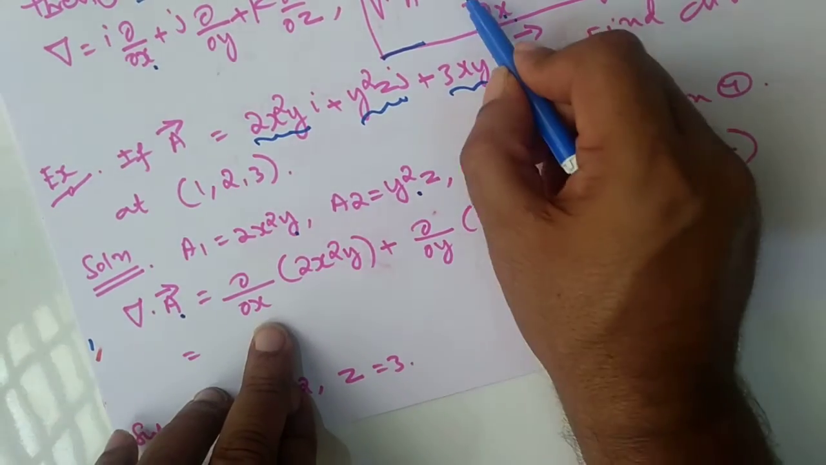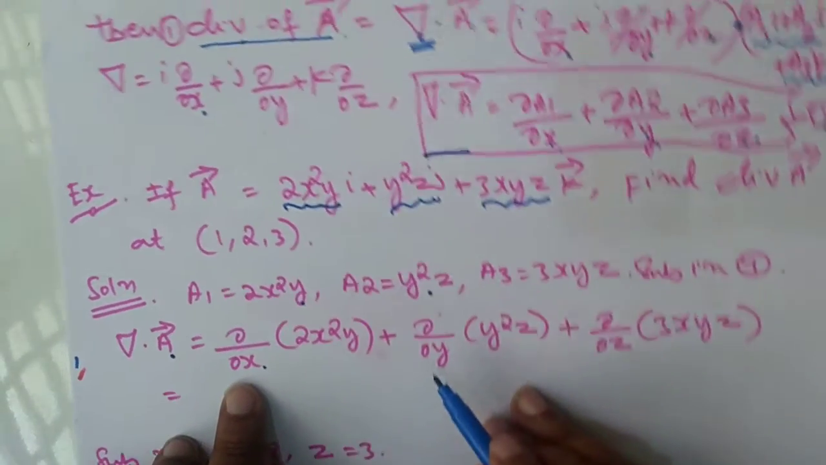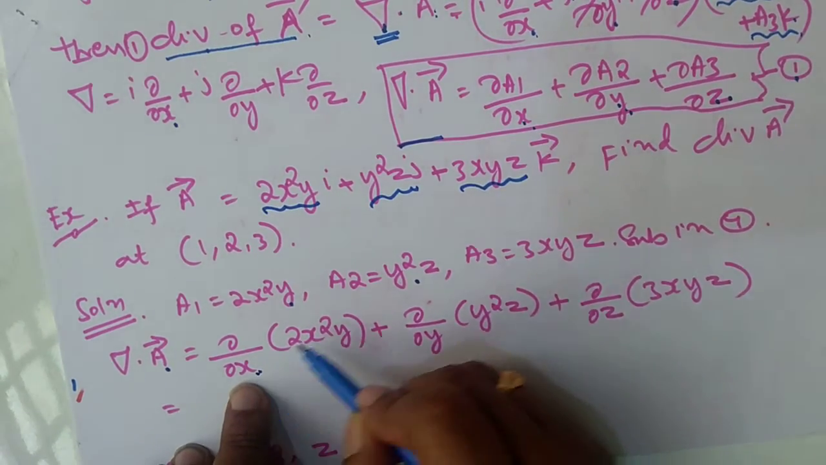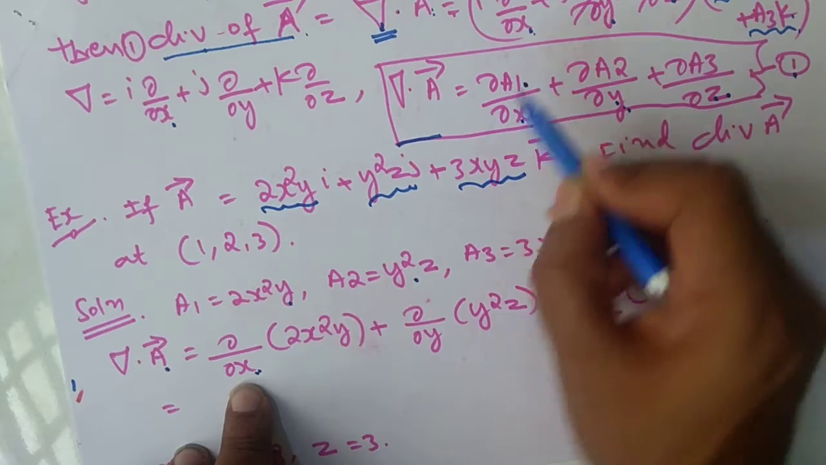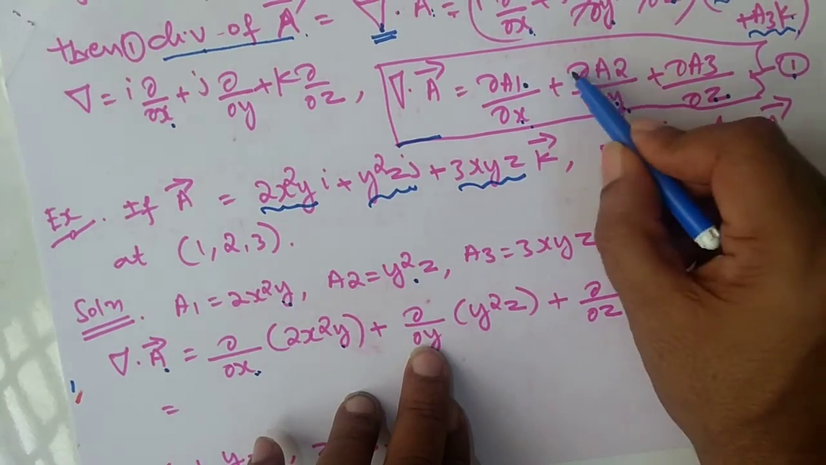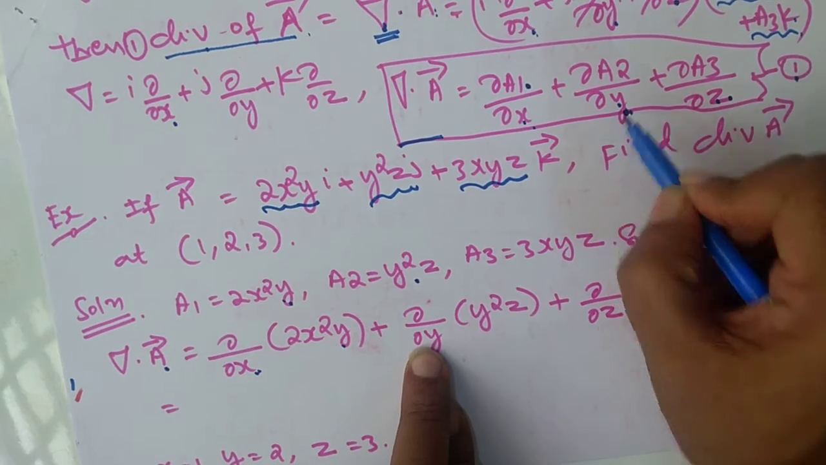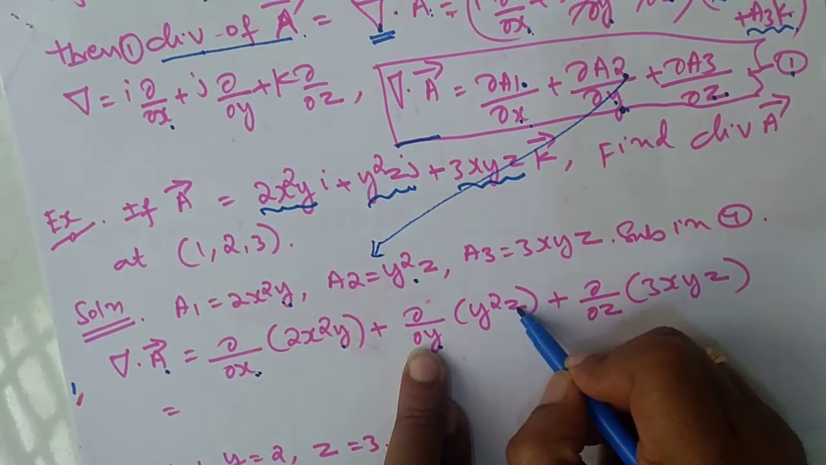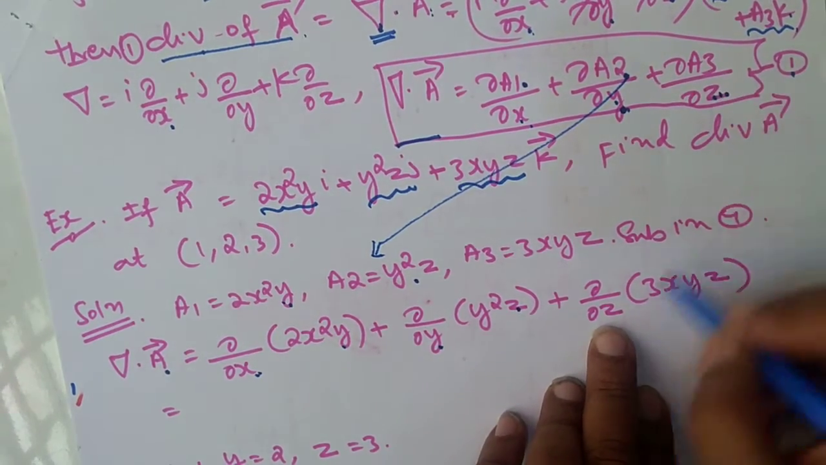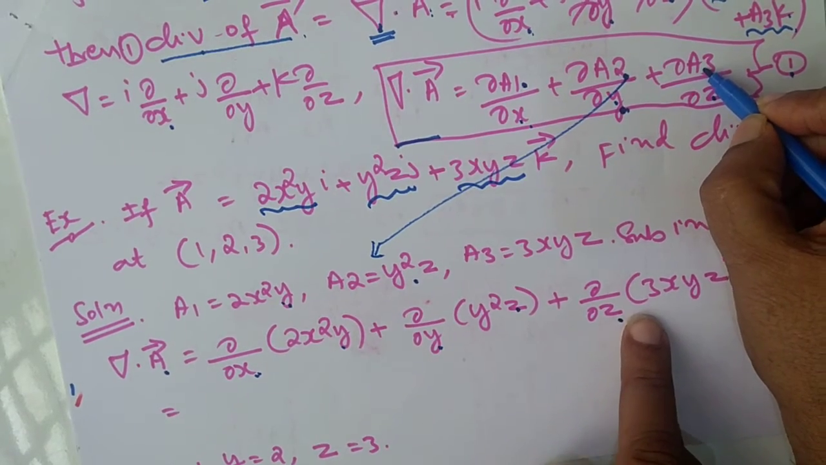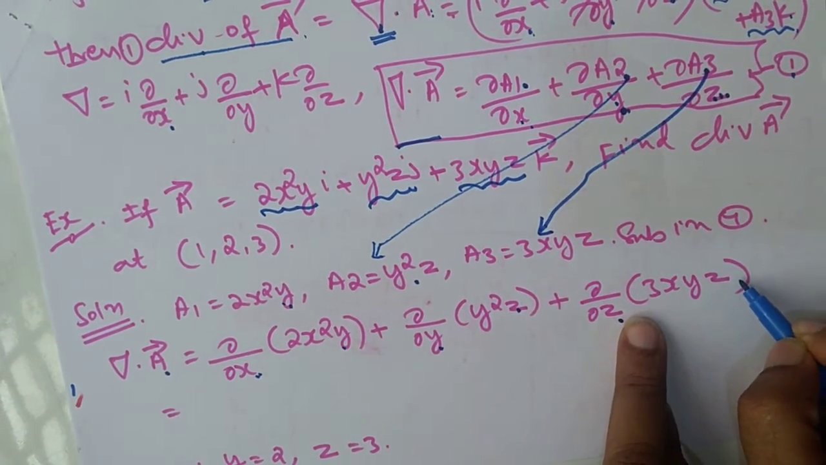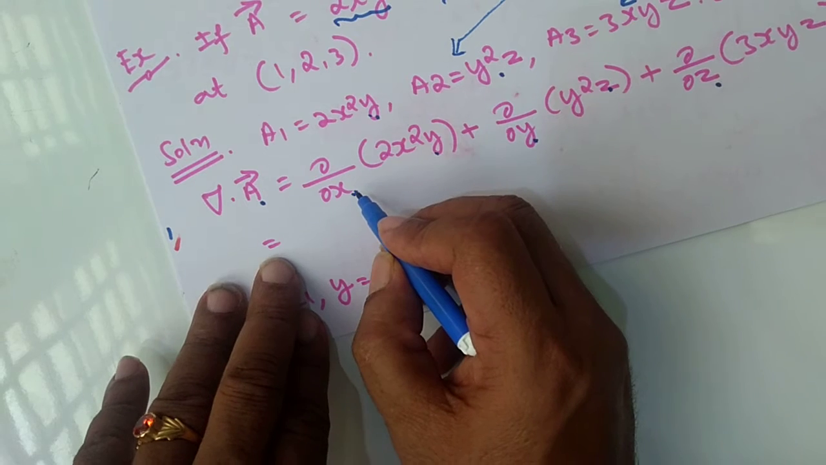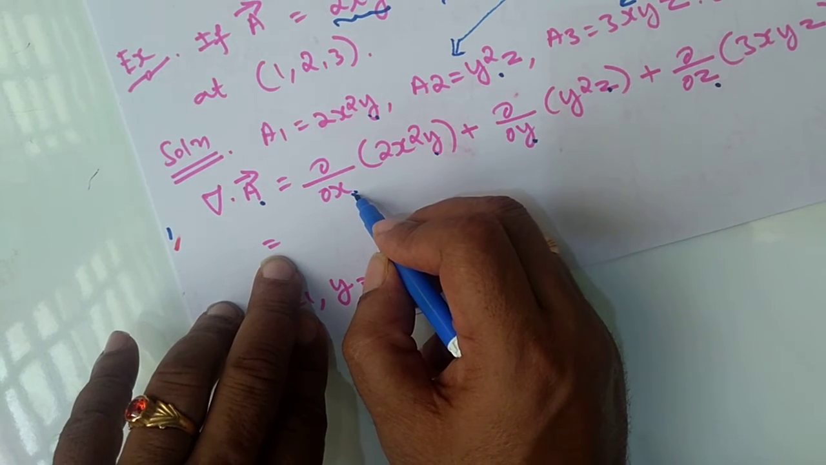Let us substitute in this equation. Dou by dou x, write that as it is. Observe clearly. A1, what is my A1? A1 is 2x squared y. Next, second term, dou by dou y. A2, what is A2? A2 is y squared z. Now dou by dou z. A3, what is A3? This is 3xyz. I have written that as it is. Now what do I have to do? I have to partially differentiate. You know that. If you do not know partial differentiation, then only it's a problem. Otherwise, these problems are very easy.